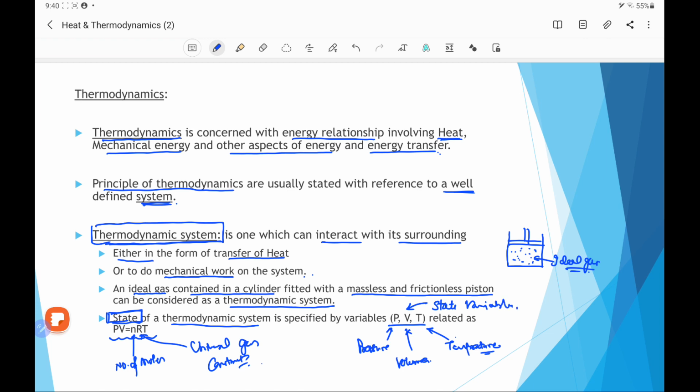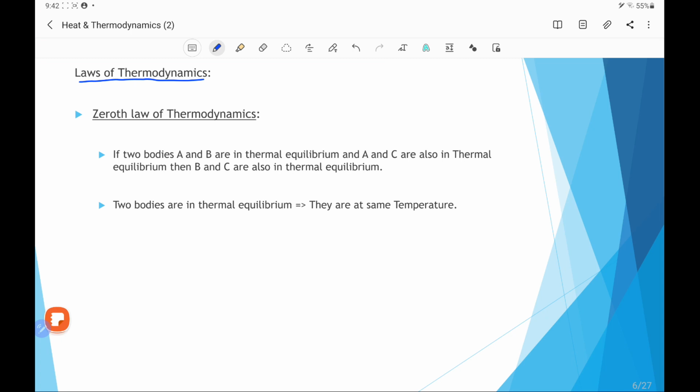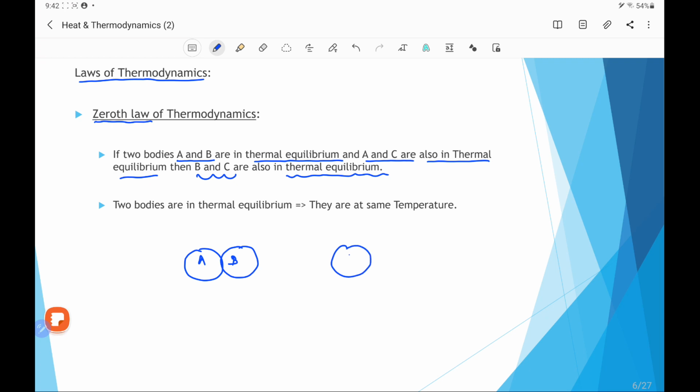Next, we discuss the laws of thermodynamics. One of the laws is the Zeroth law of thermodynamics. As per this law, if two bodies A and B are in thermal equilibrium, and similarly A and C are also in thermal equilibrium, then as per the Zeroth law of thermodynamics, B and C will also be in thermal equilibrium. It means, say body A is in thermal equilibrium with B, and the same body A is also in thermal equilibrium with body C. It means, as per the Zeroth law, that B and C are also in thermal equilibrium.